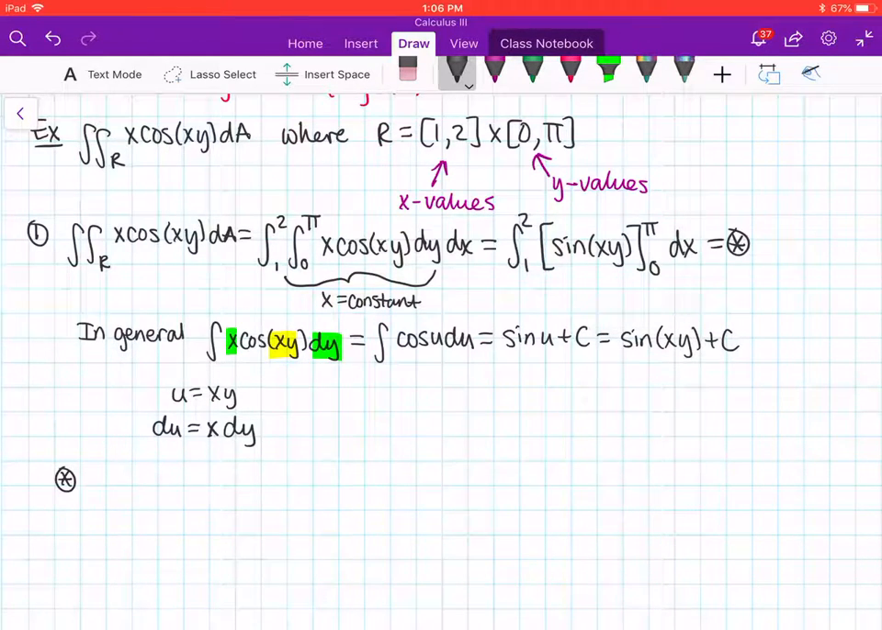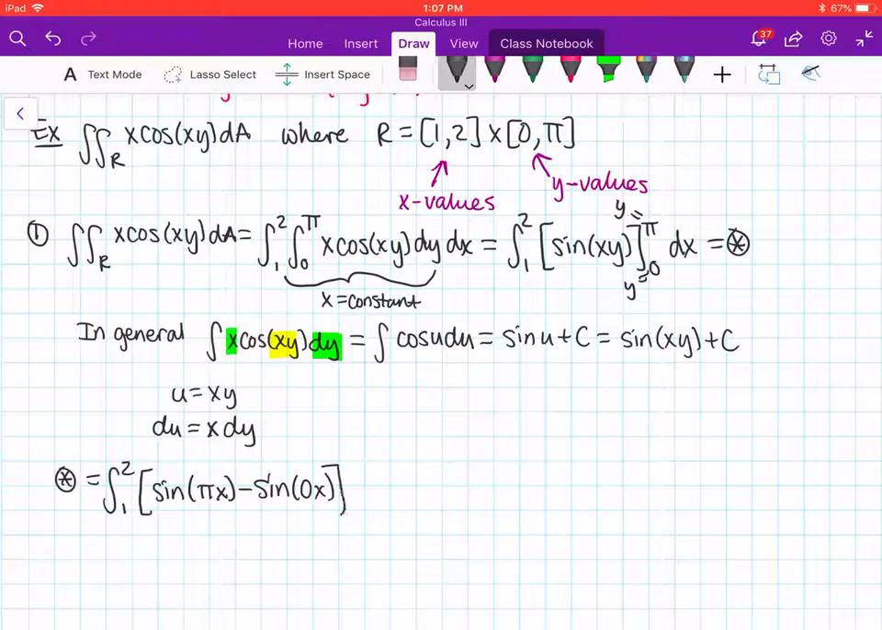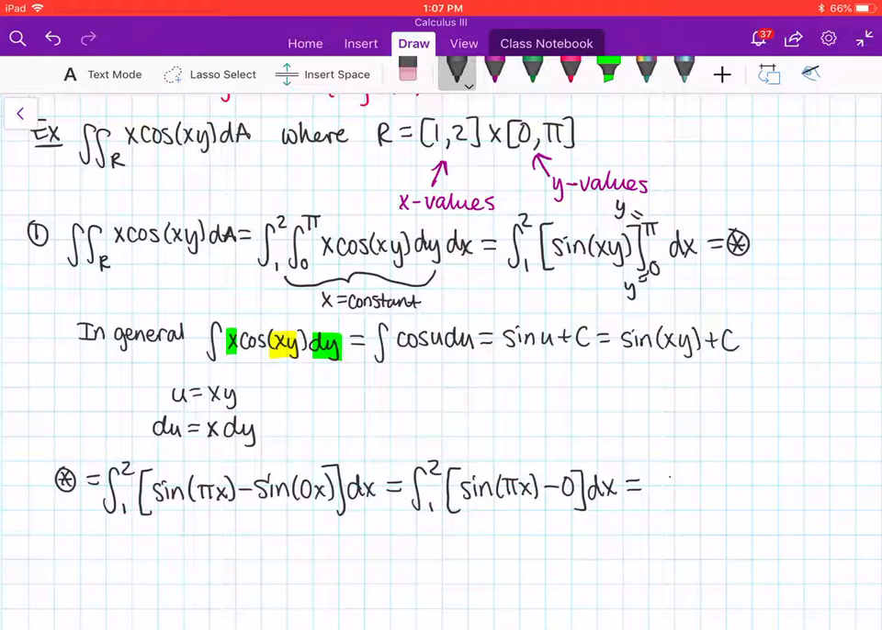We'll move all the way down here. We get the integral from 1 to 2. We do the fundamental theorem of calculus. We substitute in, remember this is y, is pi. So we get sine of pi x minus sine of 0x dx. And we can simplify rather. We have sine pi x minus 0 dx. And so our integral just becomes sine pi x dx.